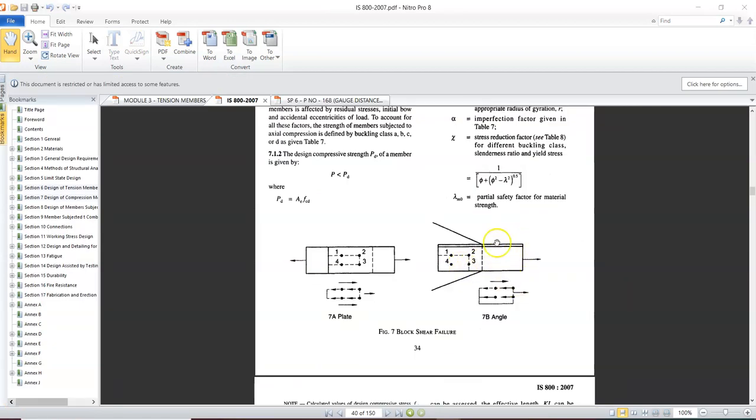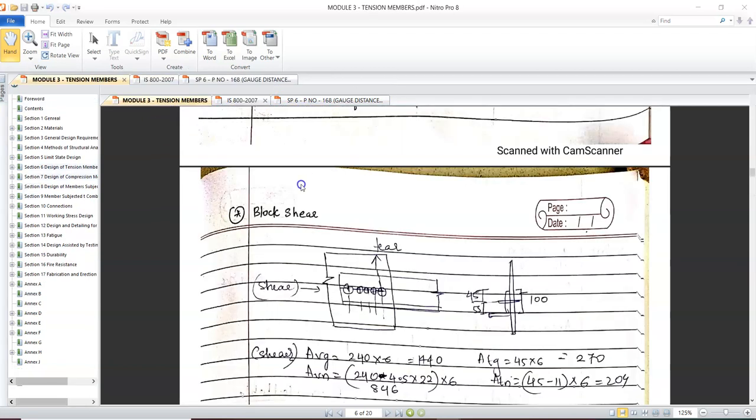Here you can observe this is an angle section subjected to tension connected to a gusset plate. Here we can observe the block shear starts from the edge of the plate, continues along the bolt line to the innermost bolt and runs across the toe of the angle. This is the heel of the angle and this is the toe of the angle. The same block shear pattern is drawn for our case.